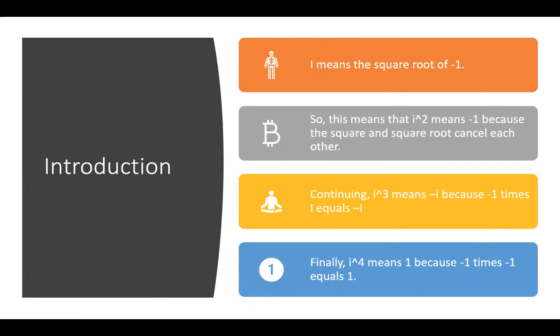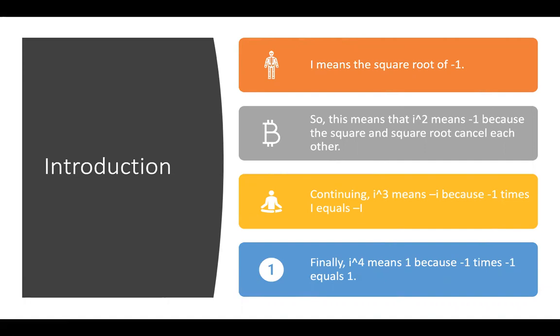So what is i? i just means the square root of -1. So this means that i squared is just -1, because the square root times a square, they just cancel out.